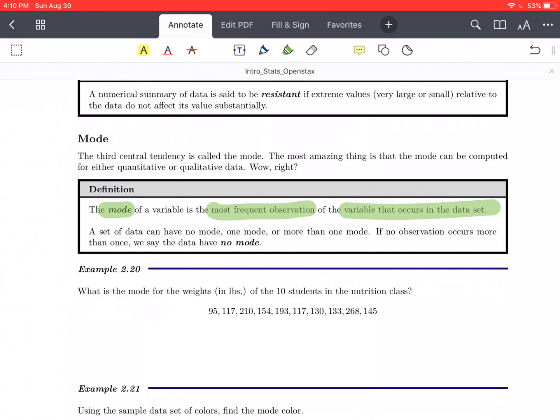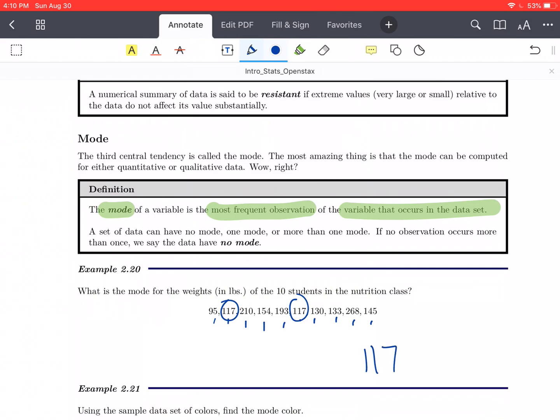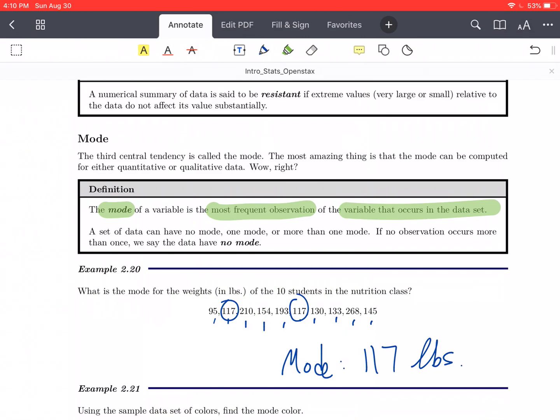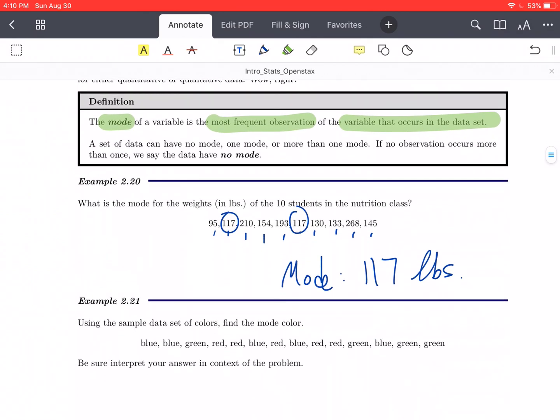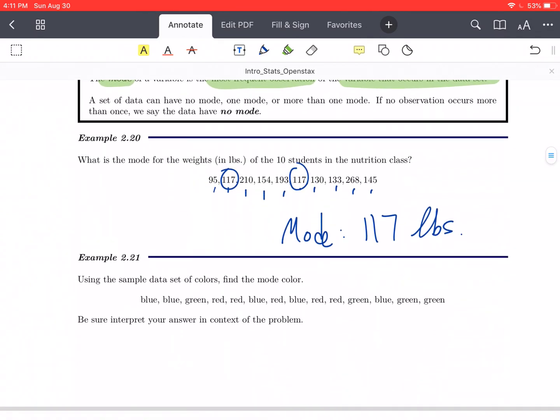What is the mode for the weights of 10 students in the nutrition class? Well, we have 95, 117, 210, 154, 193, 117, 130, 133, 268, and 145. 117 got repeated twice. All the other values only occurred once. So that means the mode is 117 pounds, simply because it occurred more often than the other values.